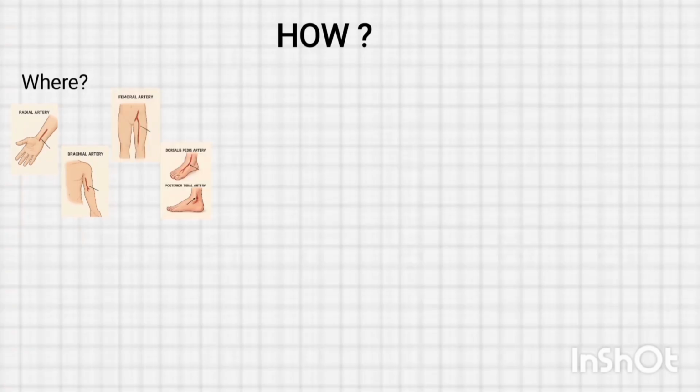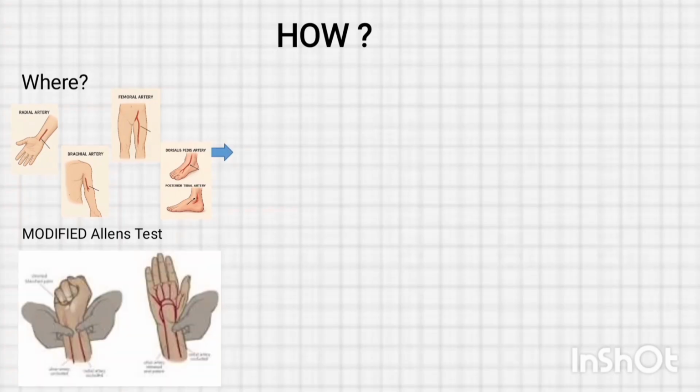So next, how do we do it? Before we know how do we do it, we have to know where should we do it. So we have radial artery, brachial artery, femoral artery, dorsalis pedis, and posterior tibial arteries. So most commonly, we go for radial artery. Modified Allen's test is to test for the collateral ulnar circulation if you are doing a radial artery puncture.